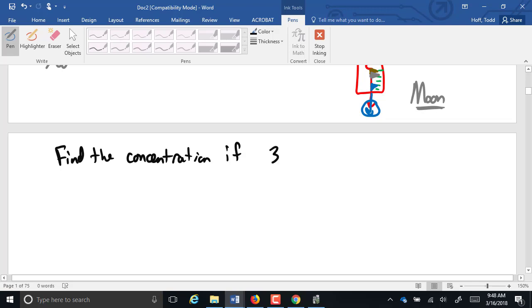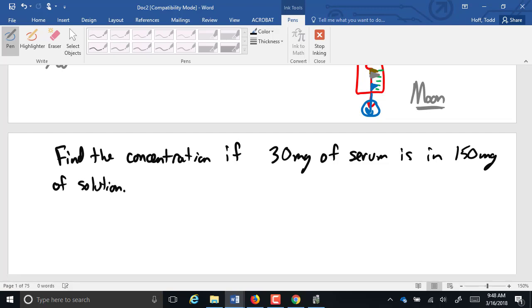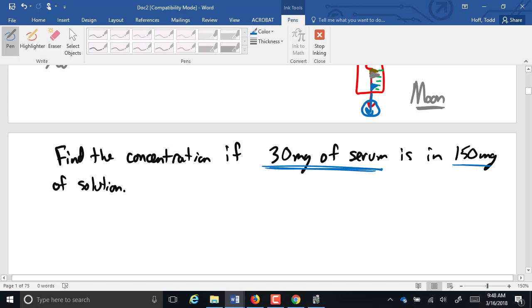If 30 milligrams of serum of medication is in 150 milligrams of solution. Now you will notice this is the amount of serum. This is the total solution. Similar to our dilution again, it is always serum to total. So that's 30 milligrams over 150 milligrams.